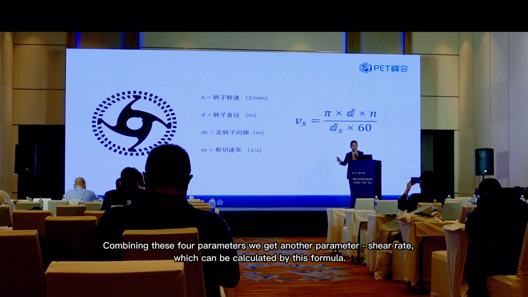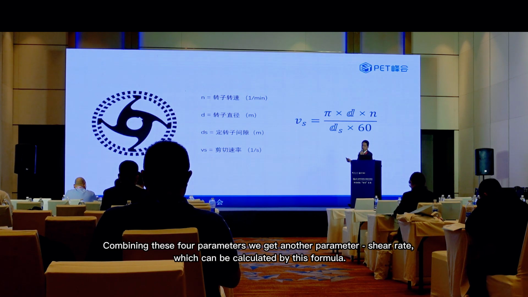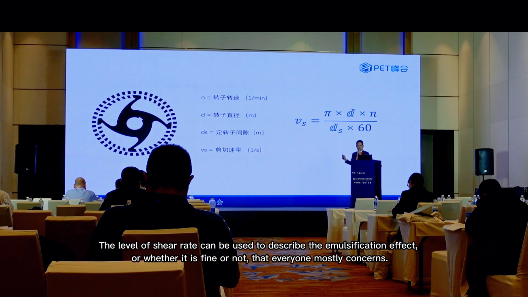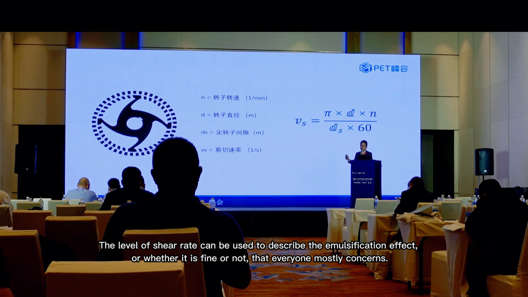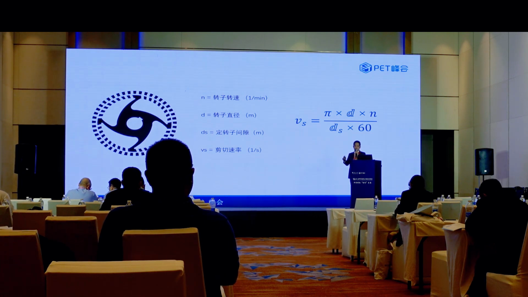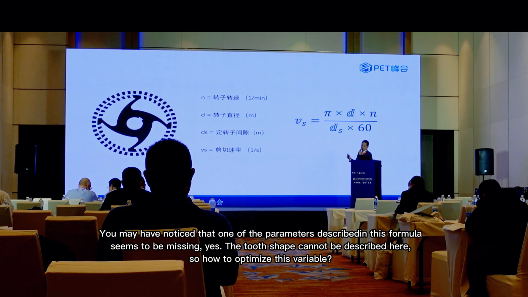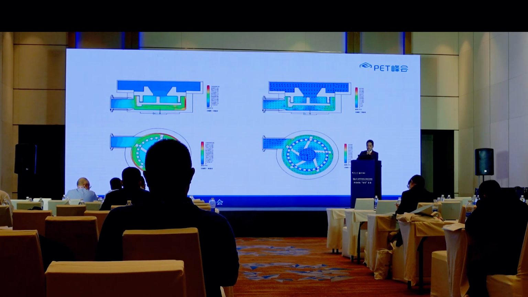Combining these 4 parameters, we get another parameter, shear rate, which can be calculated by this formula. The level of shear rate can be used to describe the emulsification effect, or whether it is fine or not, that everyone mostly concerns. You may have noticed that one of the parameters described in this formula seems to be missing. Yes, the tooth shape cannot be described here. So how to optimize this variable?